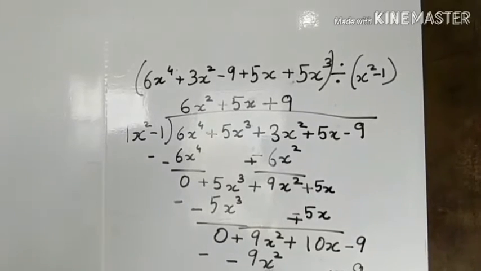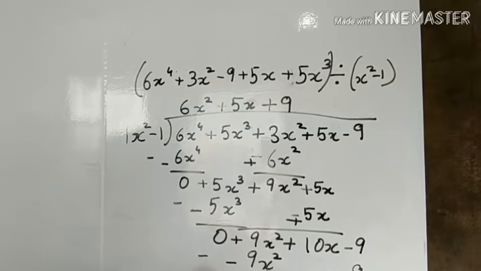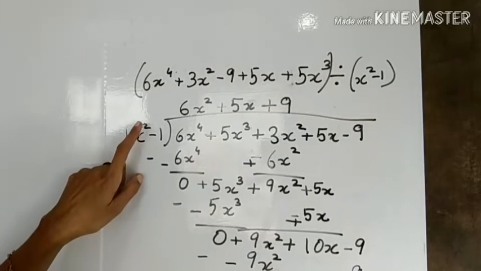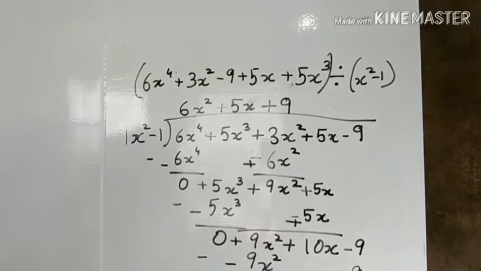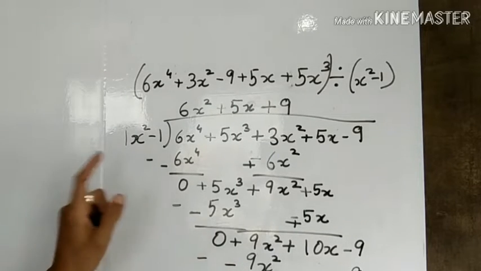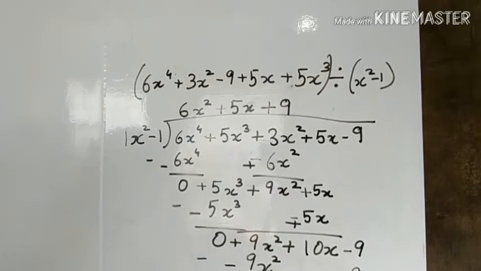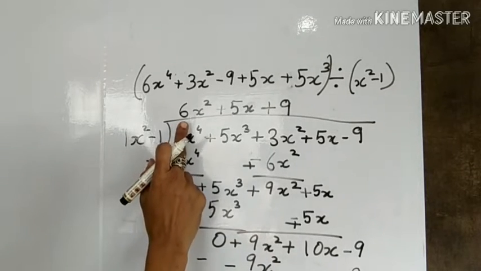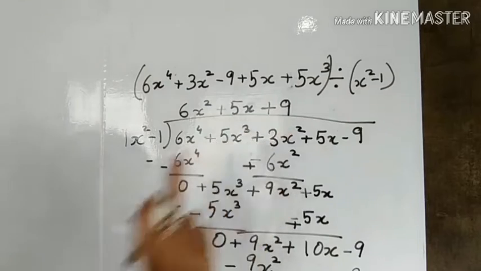You have your x, that's a maximum index, that is 1, and here in the divisor we have x square. Now this is the time when we stop, when the index of the remainder is less than the index of the divisor. So the remainder is 10x and the quotient is 6x square plus 5x plus 9.